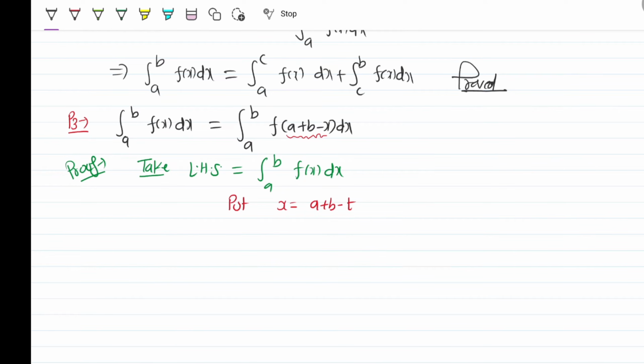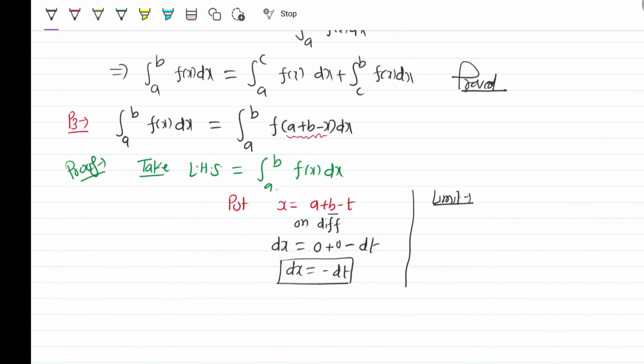Now differentiate. On differentiating, the derivative of x is dx; a is constant so 0, b is constant so 0, and the derivative of t is dt. So from here dx equals minus dt. And you know very well, in definite integration, when we substitute, the limits also change correspondingly. So what about the limits?